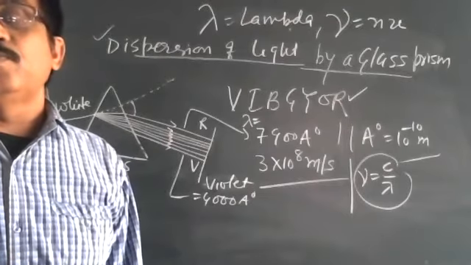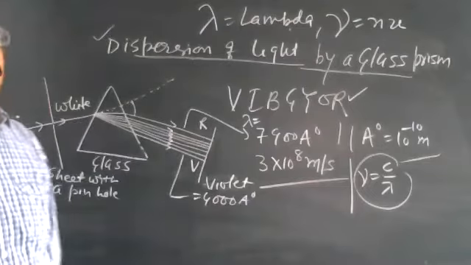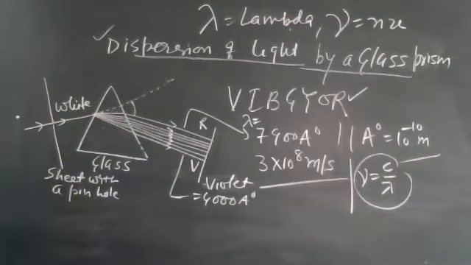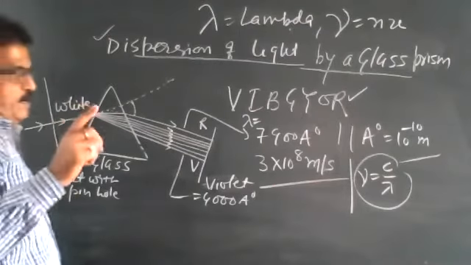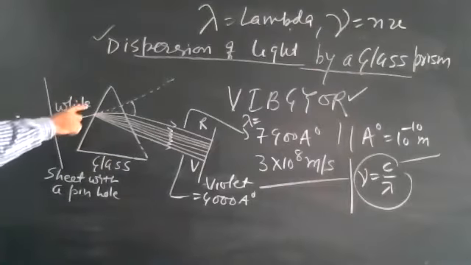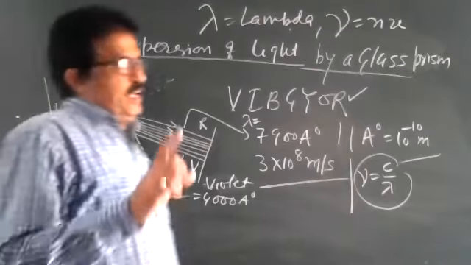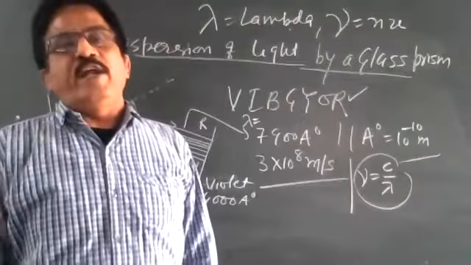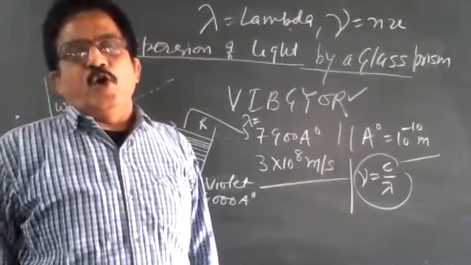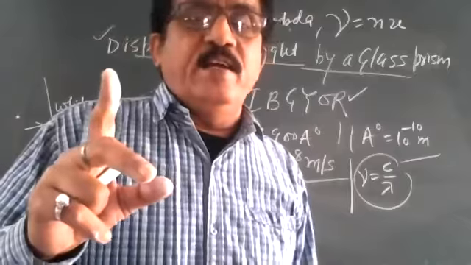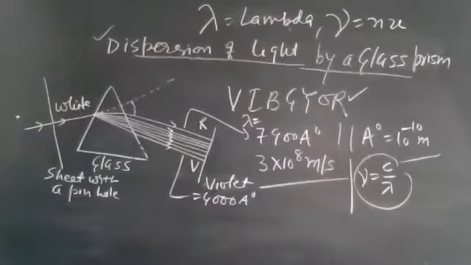Now, dear children, we can say the light consisting of one color or a single wavelength, that is called monochromatic light. Monochromatic light is that light which has only a single color or one wavelength only.